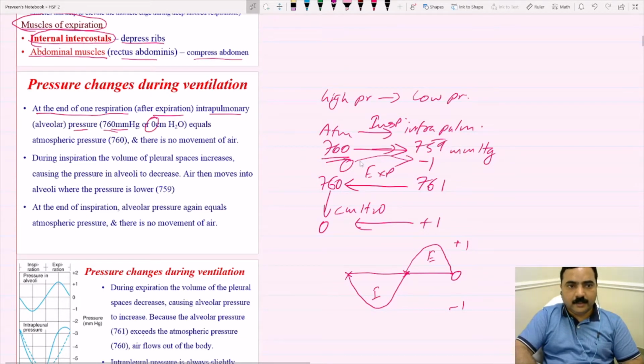During inspiration, the volume of the pleural spaces increases, causing the pressure in the alveoli to decrease. Air then moves into the alveoli where the pressure is lower. At the end of inspiration, alveolar pressure again equals 0, that means atmospheric pressure, and there is no movement of the air. So this is one factor.